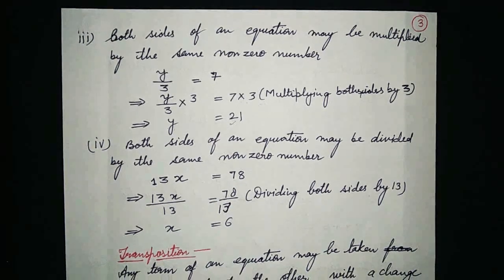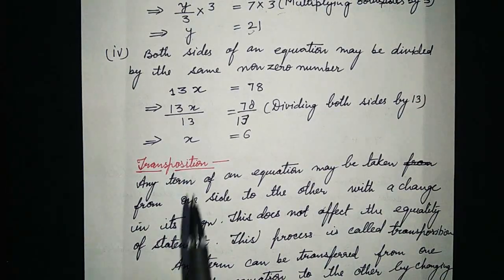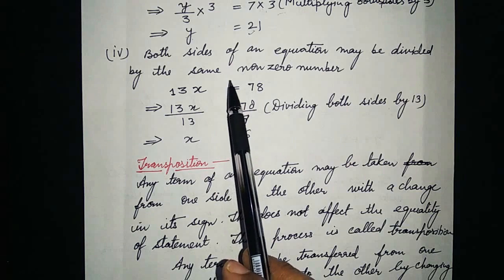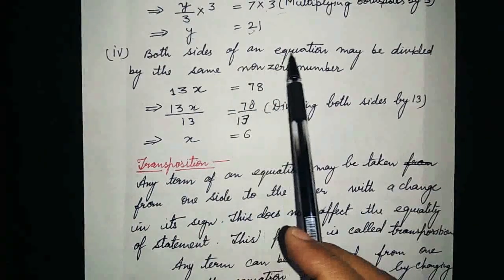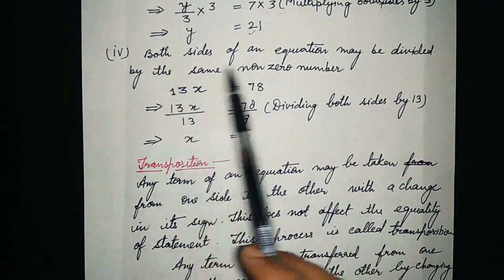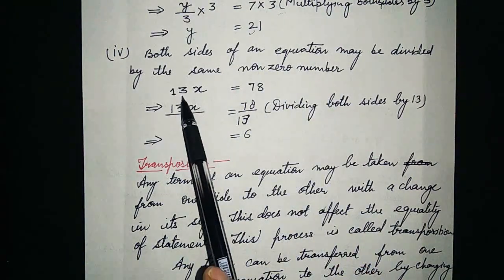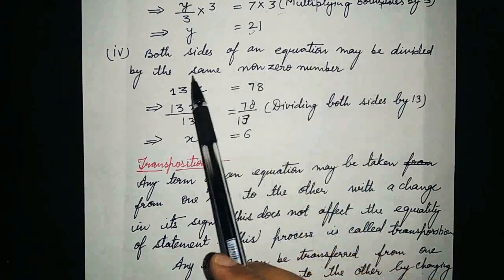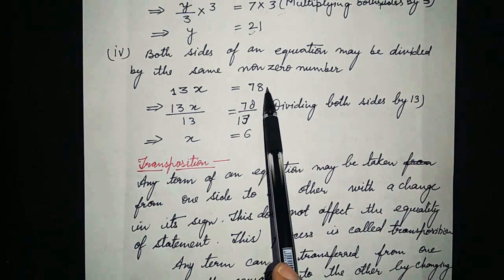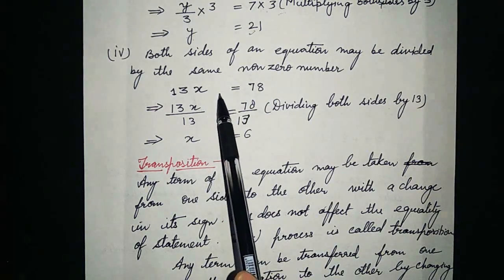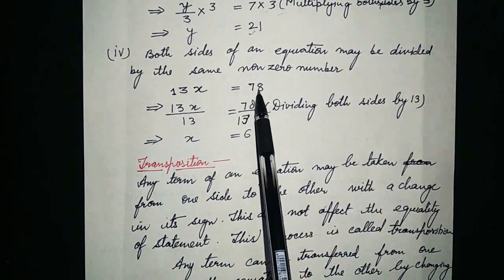Now see the fourth rule of solving any equation. Can we use such a rule for this type of equation? Both sides of an equation may be divided by the same non-zero number. You can see where you can use this rule. Here the equation 13x is equal to 78 I have taken as an example. In this equation 13x is equal to 78.